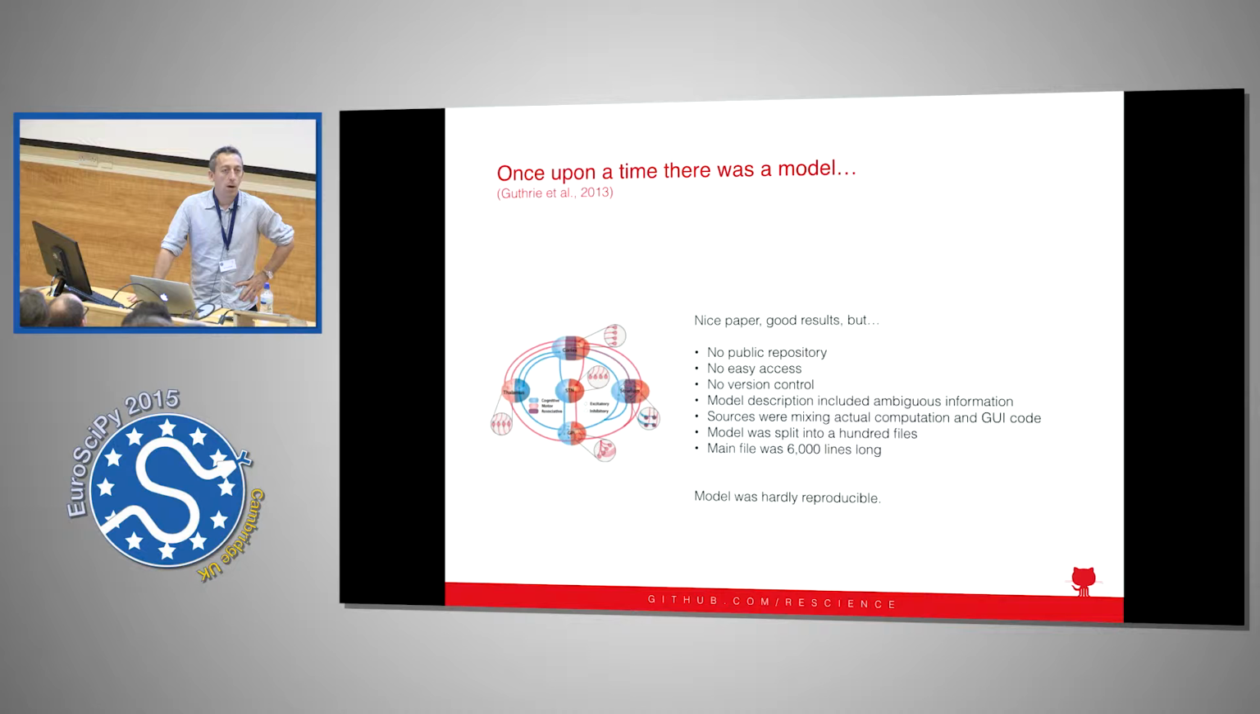Well, one part of the problem: there was no easy access to the sources. You were not on any repository. There was no version control. And the model description in the paper was quite ambiguous, and there was some missing information. So we asked the author for the source of the model, and then we discovered it was 6,000 lines and 100 files, and it was made in Delphi Pascal.